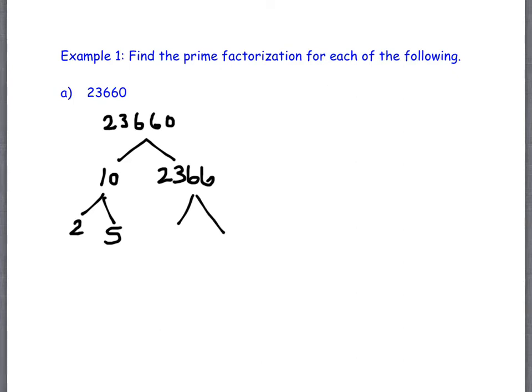What does it divide by? 2. I mean, we don't recognize maybe anything right off the bat, but we do know it's even, so it'll divide by 2, which is prime. 2366 divided by 2 is what? It's 1,183. Good. Which is no longer even, so it's not going to divide by 2.